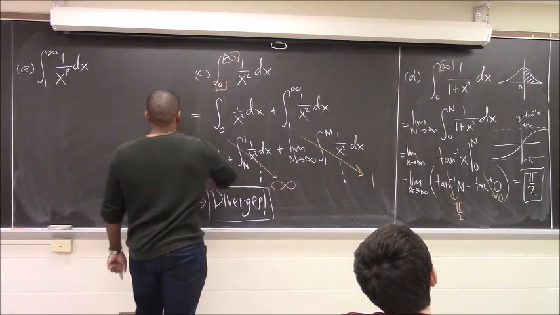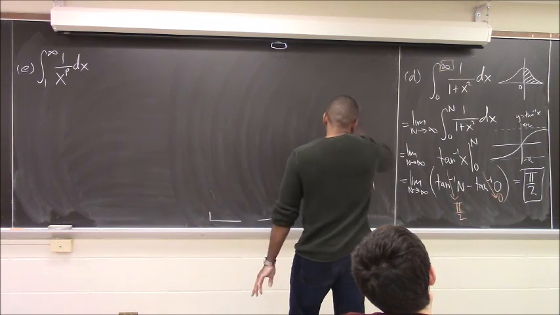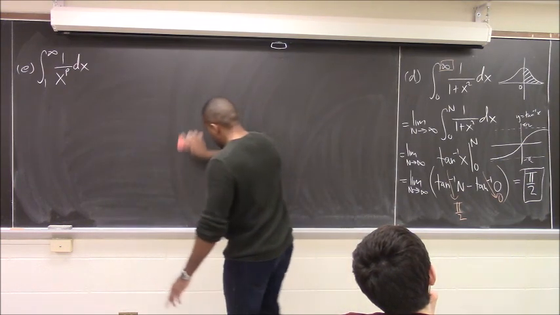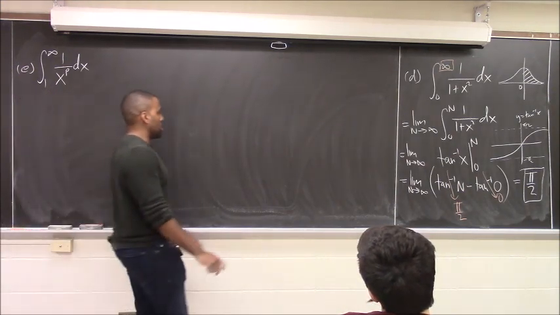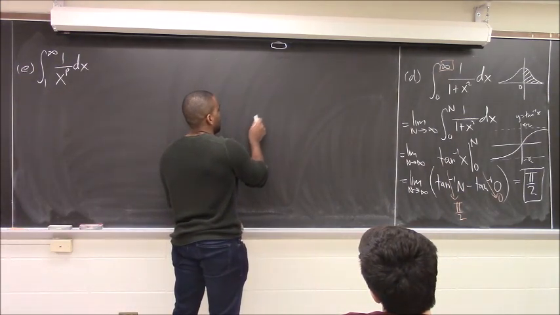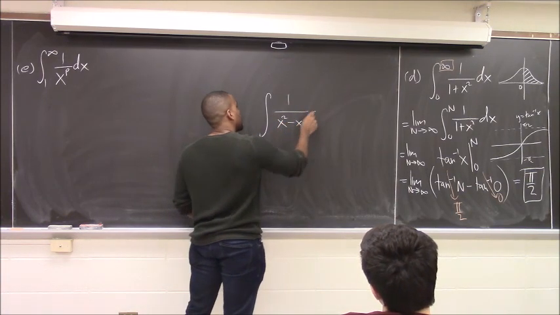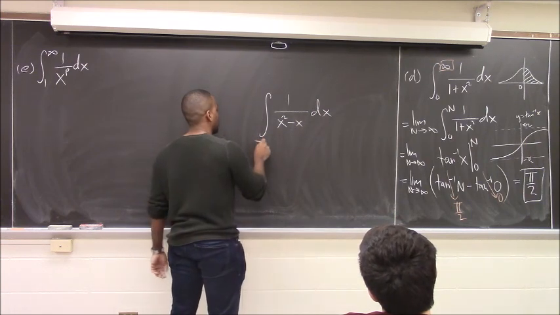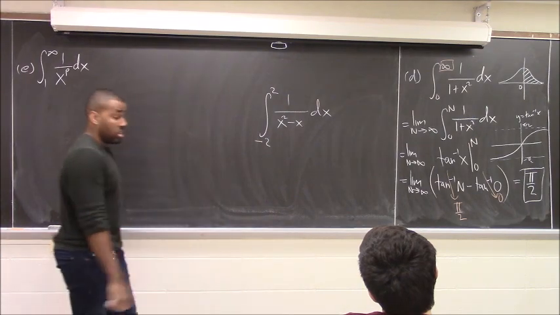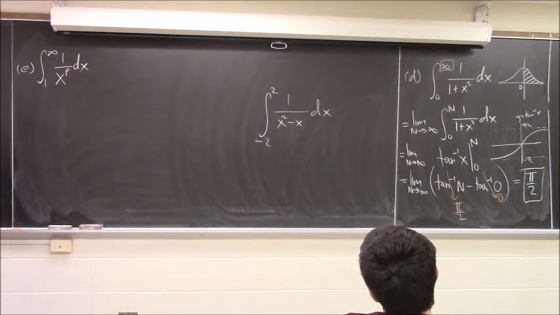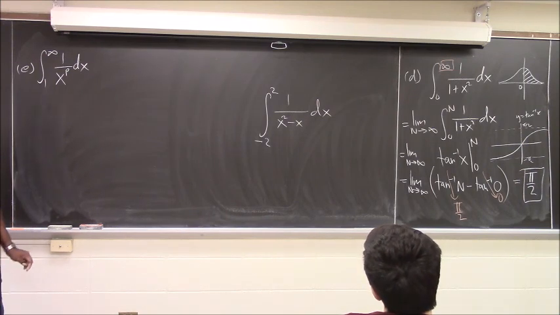So those are some simple examples. The examples can be a lot sneakier. Of course, you'd see a lot more of those in the next class. But you could even see something like this. That's actually an improper integral. I know it looks innocent, but it's actually not.